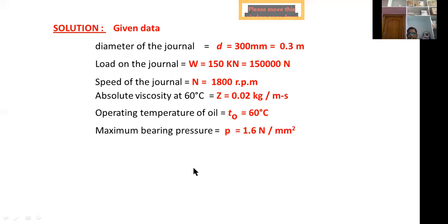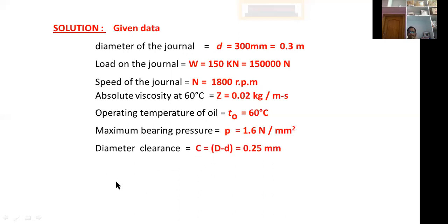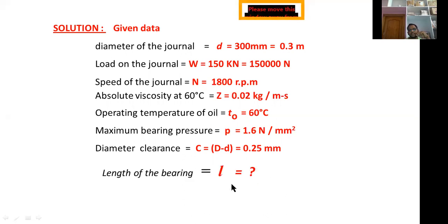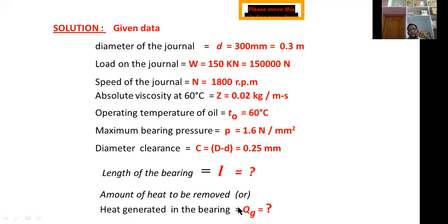Now the maximum bearing pressure is also given, that is P equal to 1.6 newton per mm square. And the diametral clearance is also given, that is C equal to capital D minus small d equal to 0.25 mm. By using these details, you have to find the length of the bearing and the amount of heat removed or heat generated, that is QG. You have to find the value of QG and L. Now I am going to the first step, that is the length of the bearing.